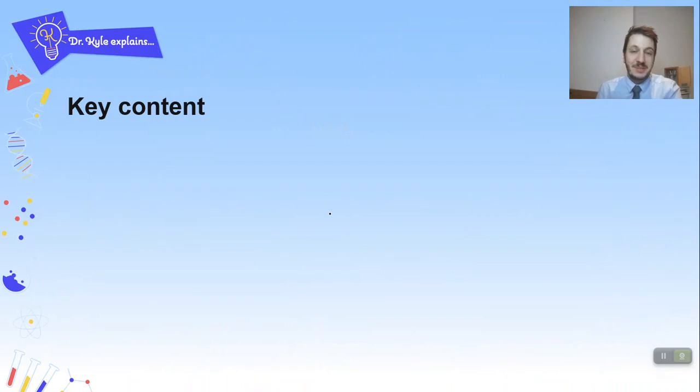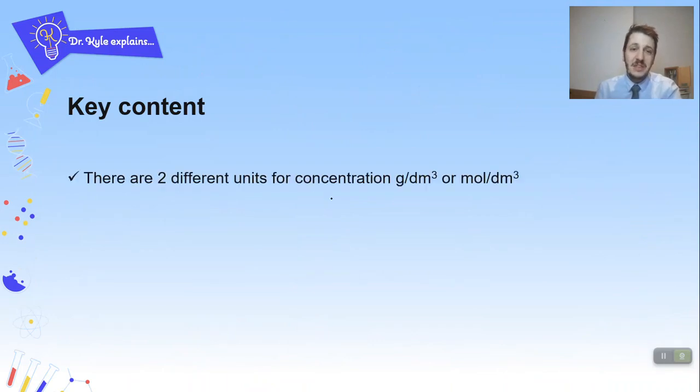Okay then, so key content first of all. There are two different units for concentration, grams per decimeter cubed and moles per decimeter cubed. Now in questions you need to be able to identify what equation to use, and the way to do that is by finding the units for concentration. So they can either be grams per decimeter cubed or moles per decimeter cubed.